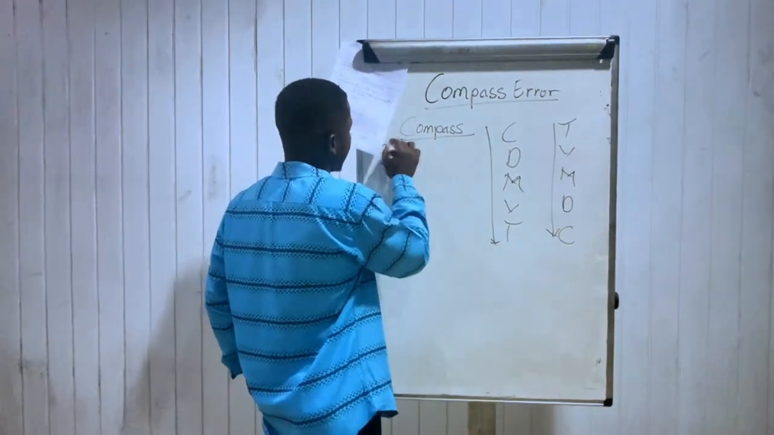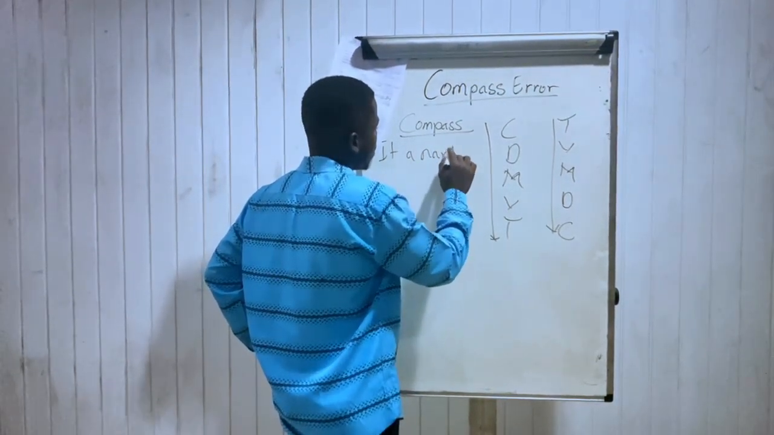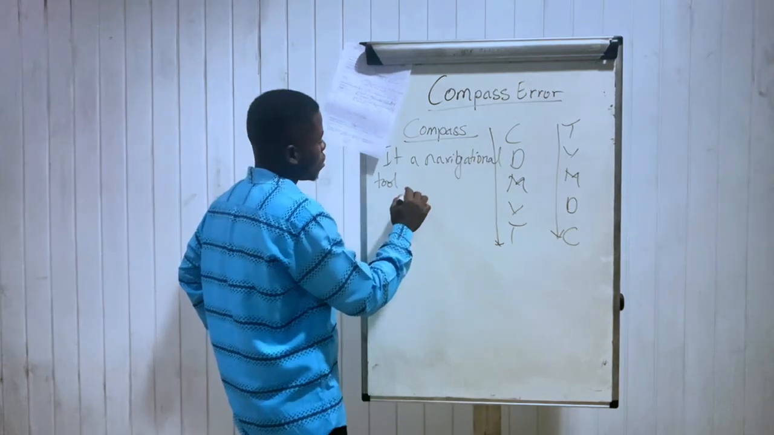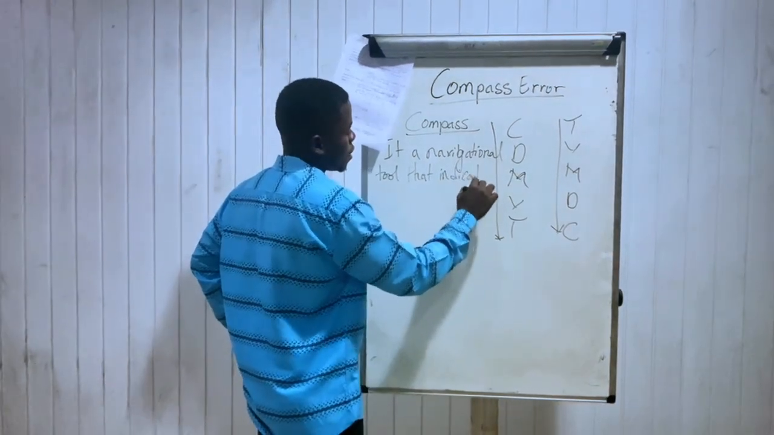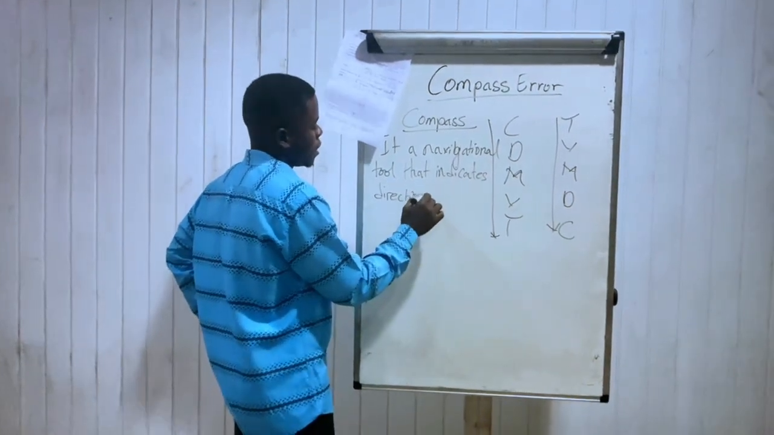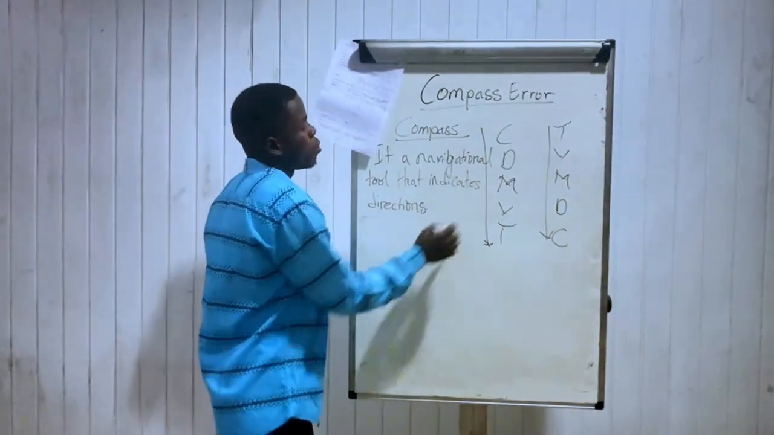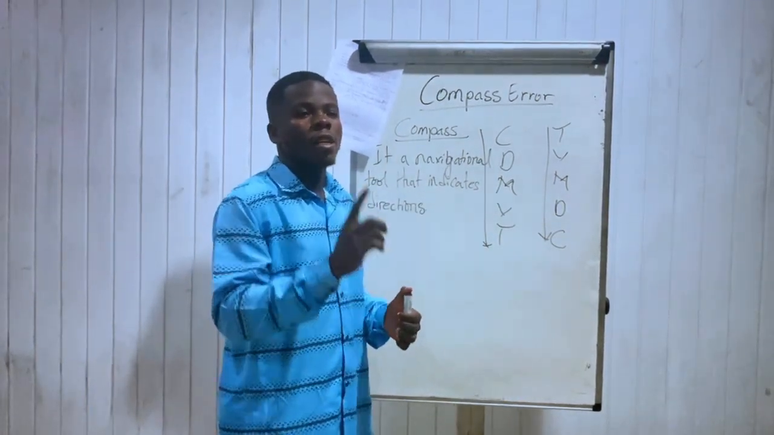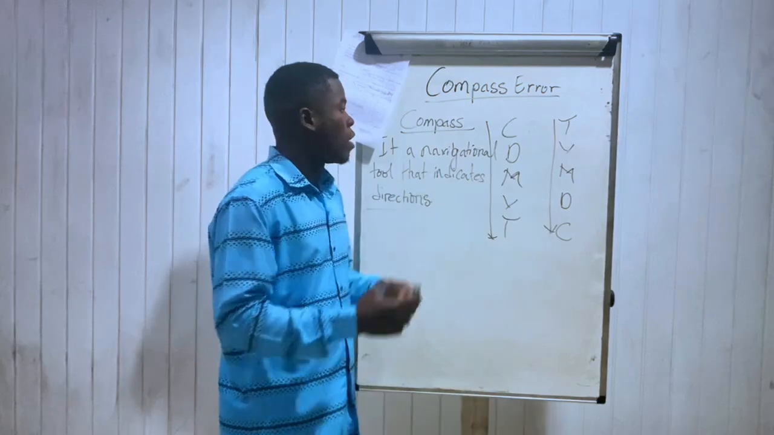It's a navigational tool that indicates directions. It also has a magnetic needle that rotates to align with the Earth's magnetic field, for a user to know his or her location.